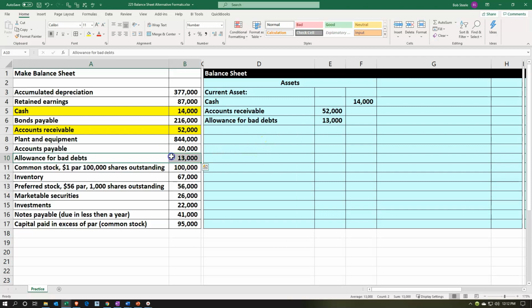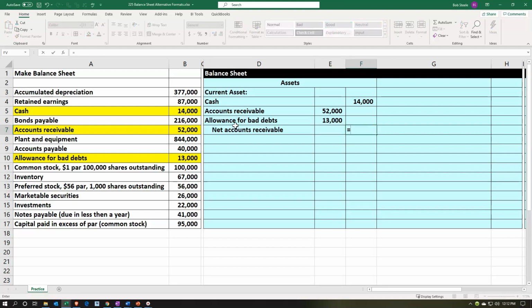I'm going to highlight these items, right click, and make them yellow. And therefore the net accounts receivable, which I'm just going to call net accounts receivable, typing it in there, is going to be equal to the 52 minus the 13. Now this net is probably over here for you now.